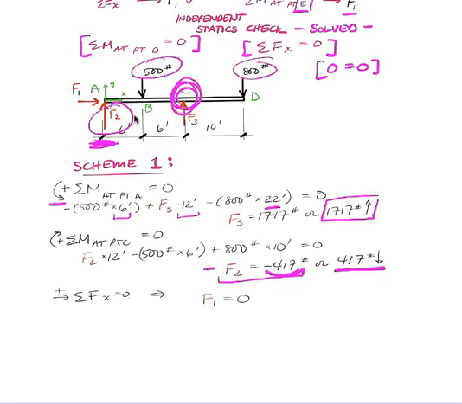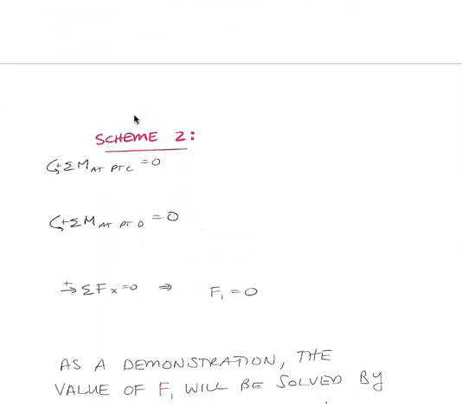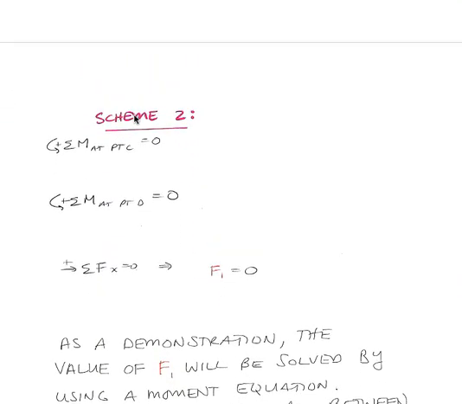So we're going to knock off the last one, F1. We'll just sum forces in the X direction, and we end up with an answer of 0 right there. And so I'm going to lay out scheme 2 here for you and allow you to pause the video and take a shot at summing moments at C, summing moments at D, and then again summing forces in the X direction.